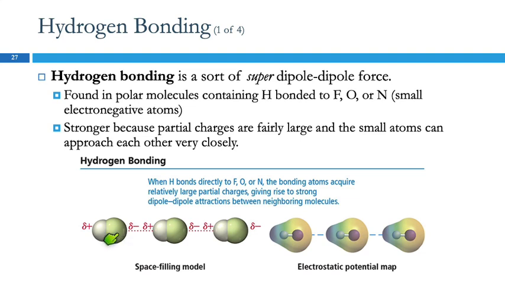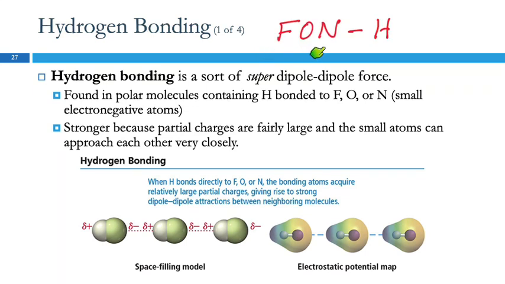So this is an HF molecule. Here's the hydrogen, here's the fluorine, and so we have this negative end of this molecule here and the positive end, and those will be attracted to each other. This attraction is stronger because those partial charges are larger and the molecules are able to get closer to each other. So how do you remember this?